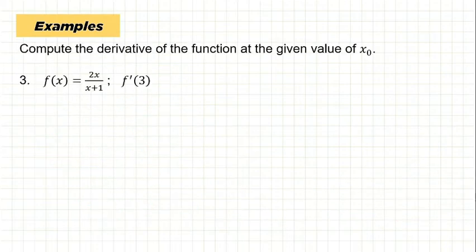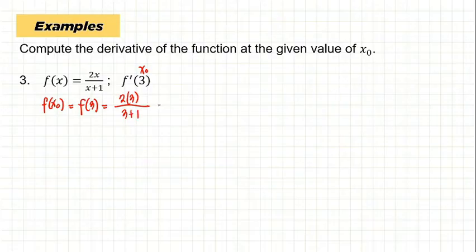Another example. Suppose we have a rational function. The process is still the same. So we will solve for f of x sub o. Our x sub o is 3. So we have f of 3. You substitute 3 to your x in the function. So that will be 2 times 3 all over 3 plus 1, and that is 6 over 4, or just 3 halves, right?